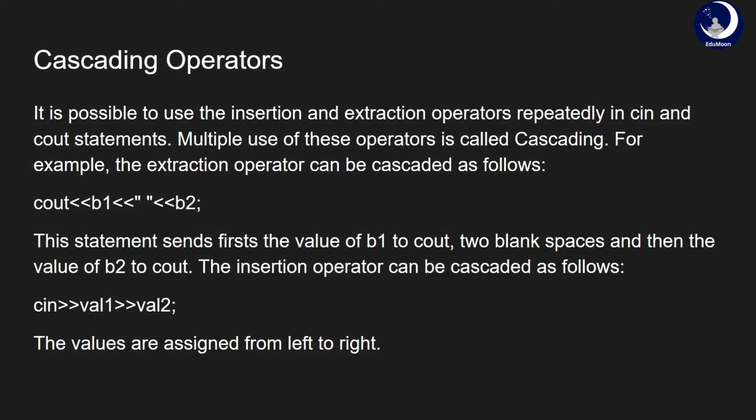So the two angular brackets in cout are called the extraction operators. The statement can be written as cout followed by a set of extraction operators, then the variable name b1, another set of extraction operators, then a space, now another set of extraction operators, and the variable b2. This statement sends first the value of b1 to cout, two blank spaces, and then the value of b2 to cout. The insertion operator can be cascaded as follows.